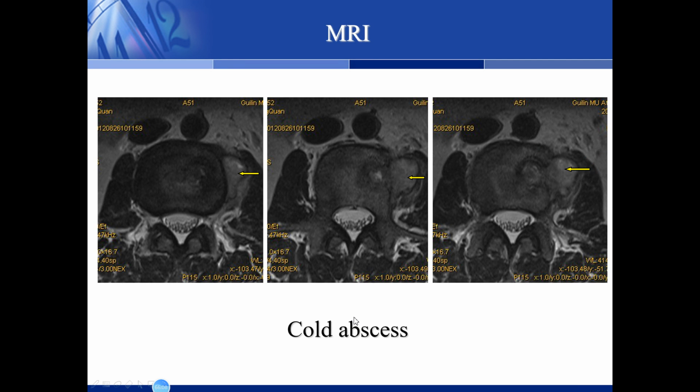Here is the MRI of the spine axial view, and we could find here is the cold abscess. It's high signal in the T2 weighted imaging. Here is the cold abscess, hyper signal, and we could find it more clearly than the CT.